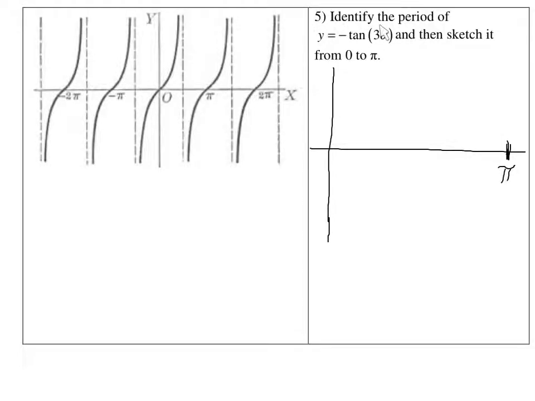Now, I want to identify the period of this function and then sketch it from 0 to pi. You should notice it's a tangent. Over here is a tangent graph. This is y equals tangent x. We have negative tangent 3 theta. Now, theta is x. You kind of think of it the same. They're just using theta instead of an x.